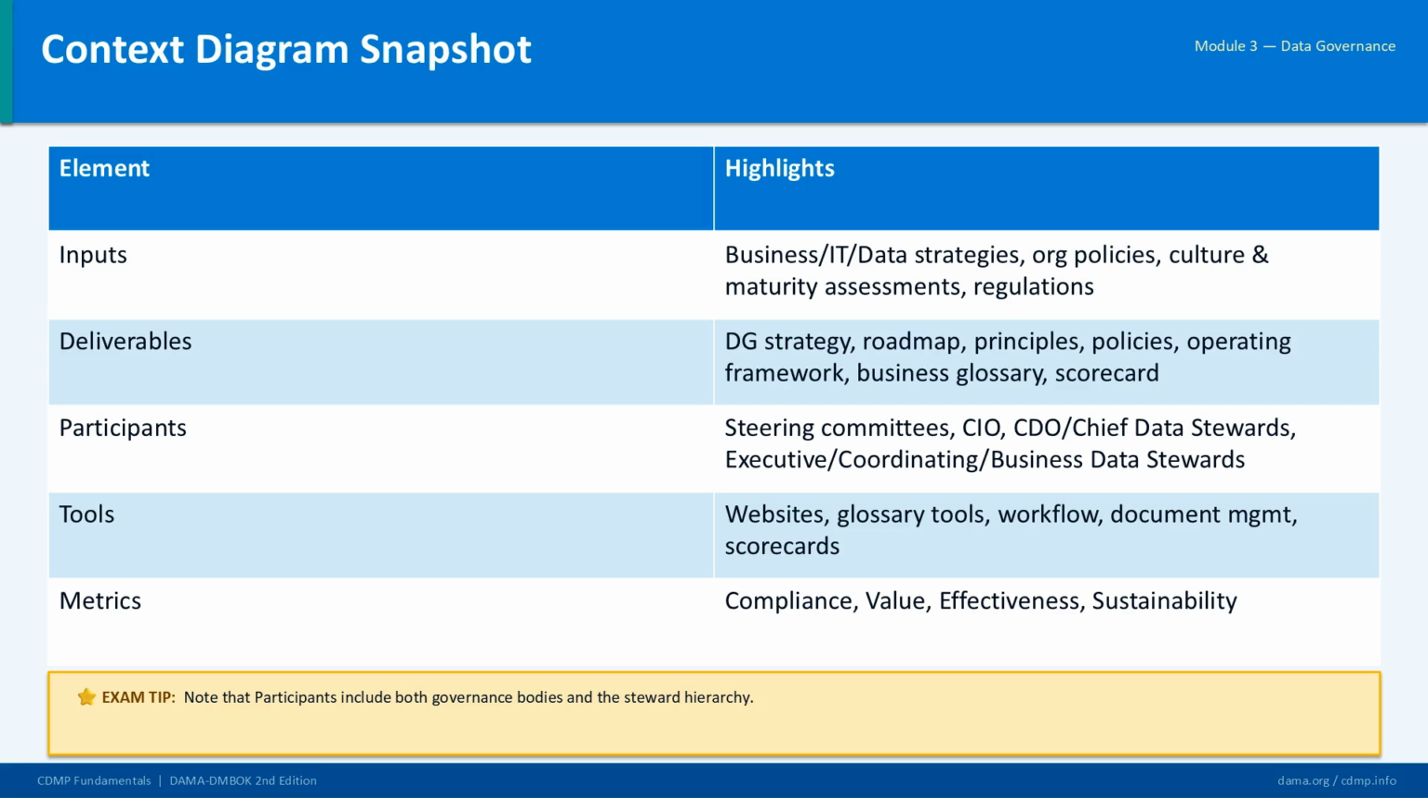Let's pull the context diagram together at a glance. The inputs to governance include the business, IT, and data strategies, organizational policies, the culture and maturity assessments, and regulatory requirements. The deliverables include the governance strategy, the roadmap, data principles and policies, the operating framework, the business glossary, and the scorecard. The participants are the steering committees, the CIO, the CDO and chief data stewards, and the executive, coordinating, and business data stewards, essentially the whole governance hierarchy.